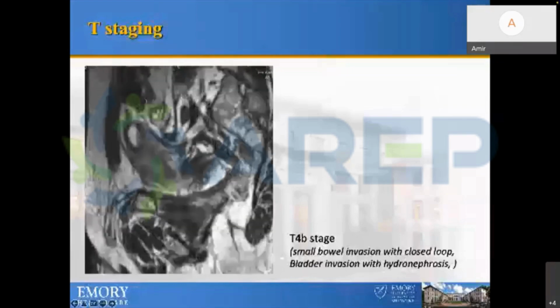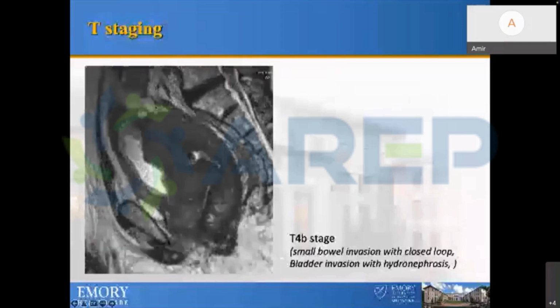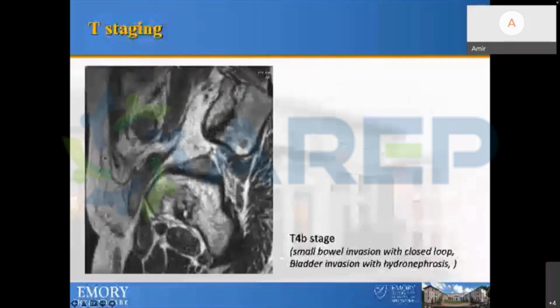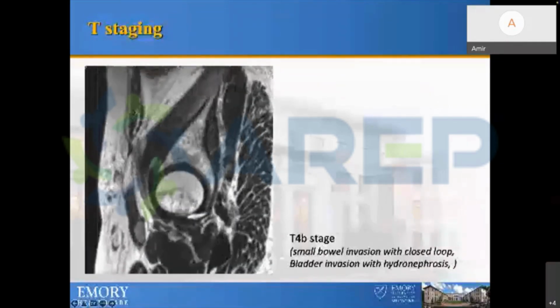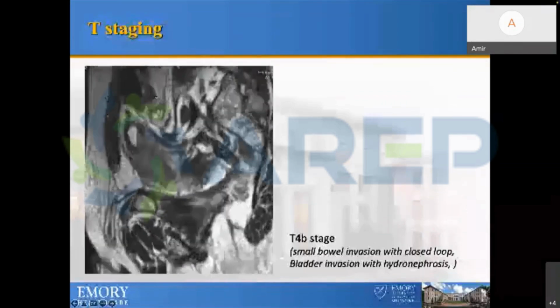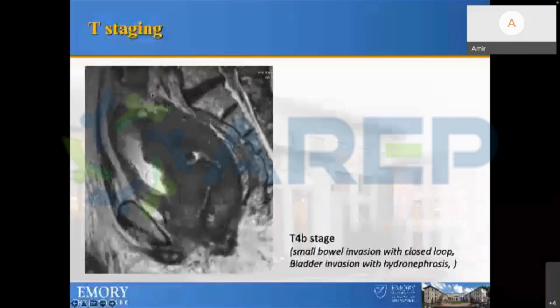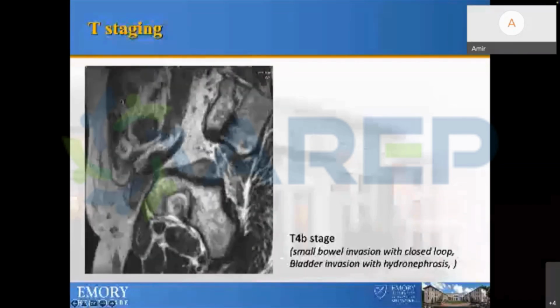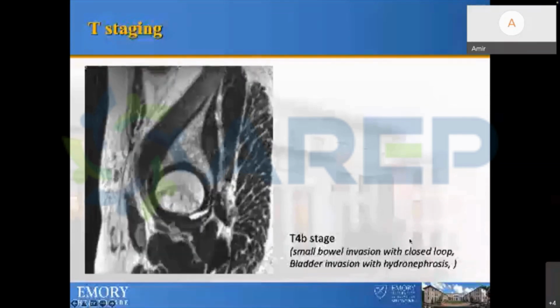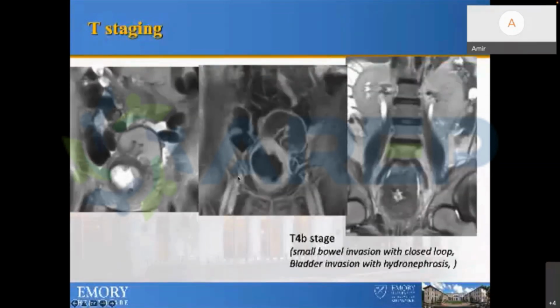This is another case. Look at this bowel loop. This bowel loop is invaded by a very large tumor, and it's causing bowel obstruction. Again, you're going to see it here. There's a bowel loop here. There's involvement of a bowel loop, and this patient right there has a closed loop obstruction because of that. And also the patient not only had involvement of this bowel loop by the tumor, it's actually also involving the bilateral ureterovesical junctions, and there's hydronephrosis associated with that. So this is a T4B stage.